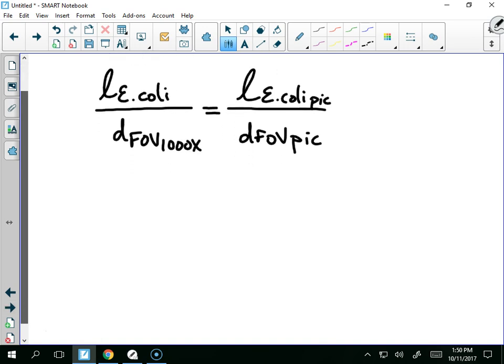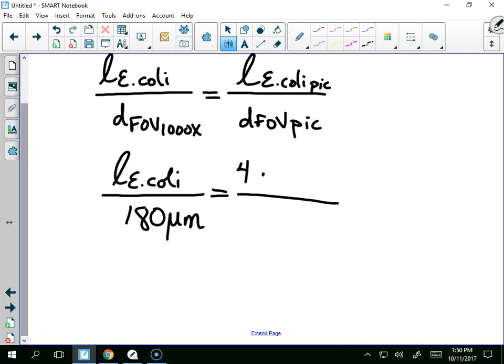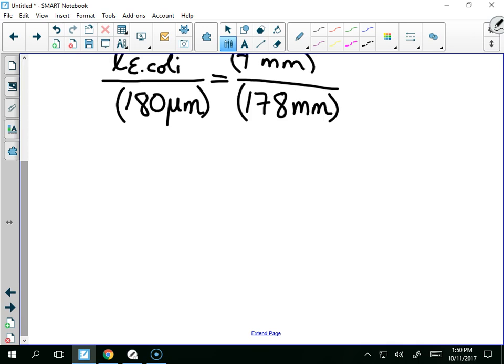Now it takes just a little bit of math, and it's not hard math, it's just literally a ratio. So the length of our actual E. coli cell, and the diameter of field of view is 180 micrometers, or microns. That's that weird little u. 4 millimeters on my ruler, and 178 millimeters for the diameter. It's good practice to throw these in brackets. You don't have to, but you do have to include units. We cross multiply.